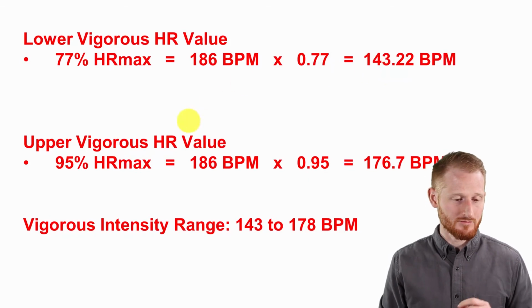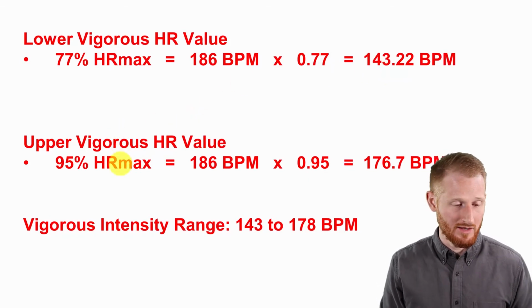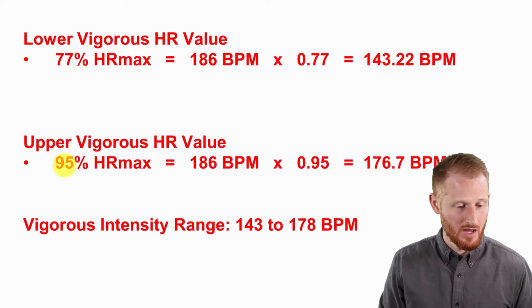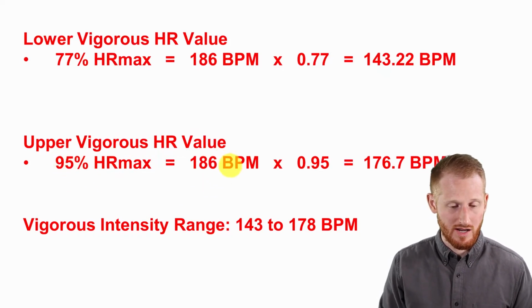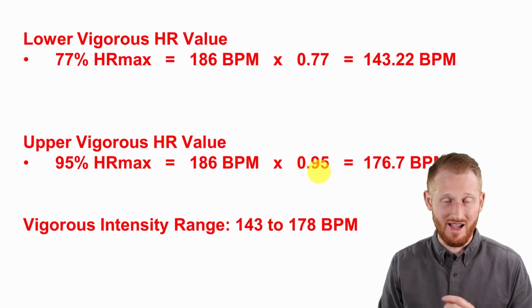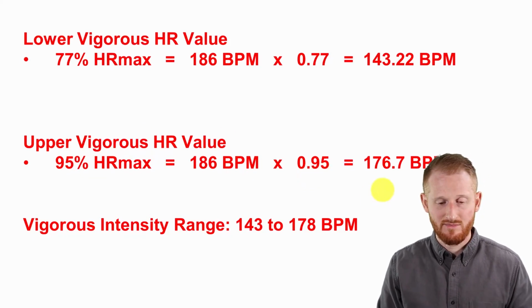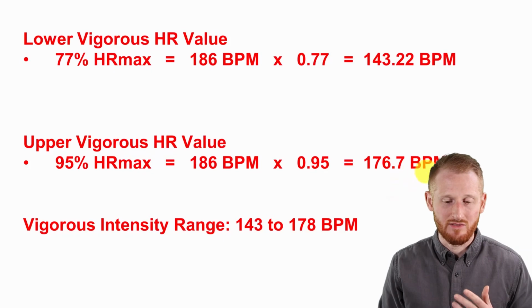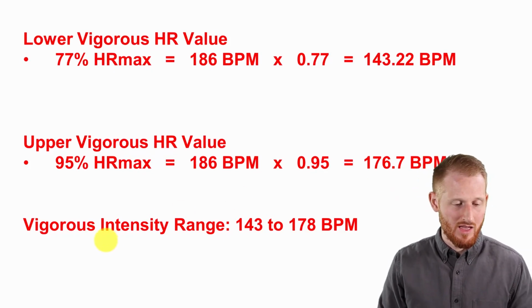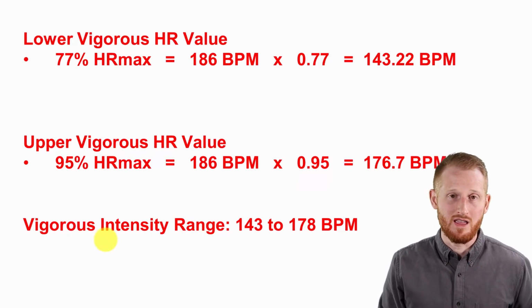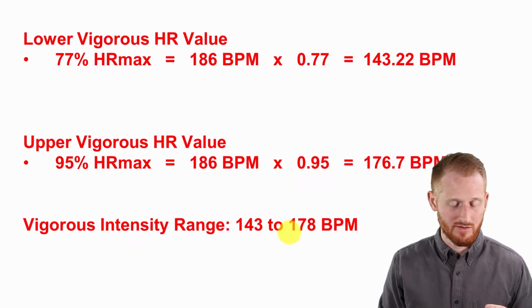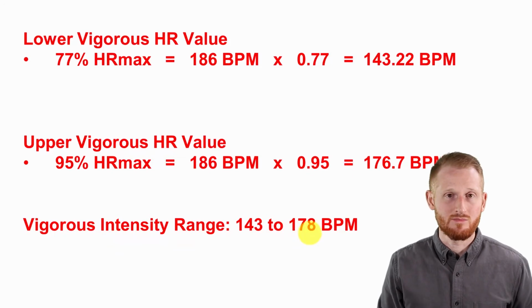Now let's do the upper end of vigorous intensity. That was 95% of maximal heart rate. So 186 multiplied by 0.95 gives us 176.7 beats per minute, which again, you'd probably just round to 177. So the vigorous intensity range for this person based on a percentage of maximal heart rate is 143 to 177 beats per minute.